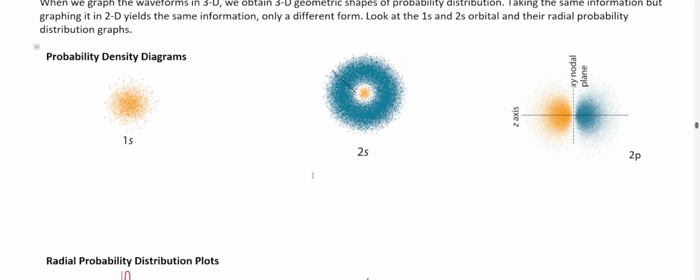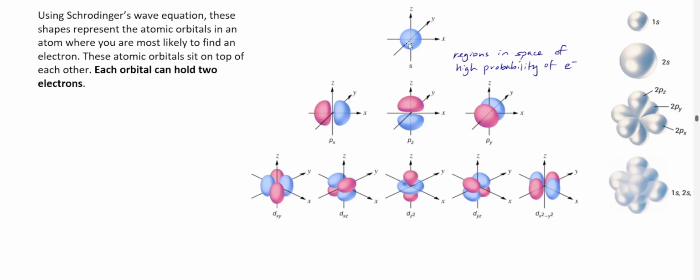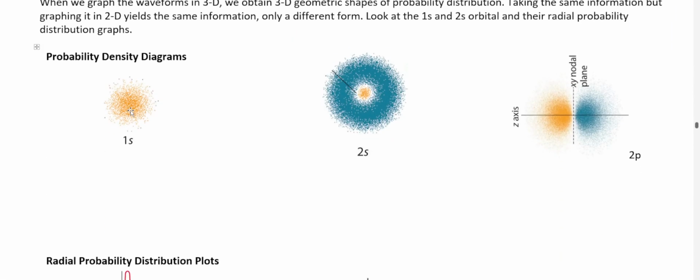So this right here, as we can see, the 1s orbital is a sphere. But if we take a 2-dimensional cross-section, we get this right here, where the high concentration of dots indicates high probability of finding an electron. So we're going to write that in. High probability of finding an electron. Okay, so the more concentration of dots, the higher probability you have of finding an electron.